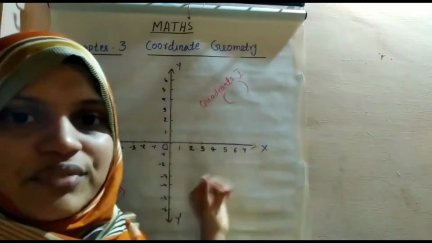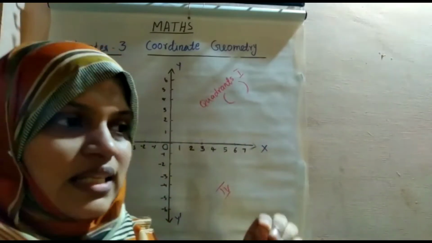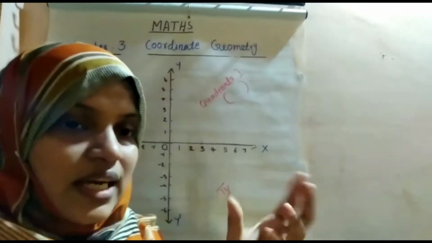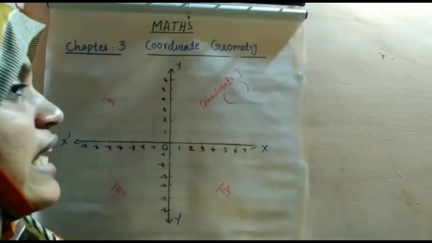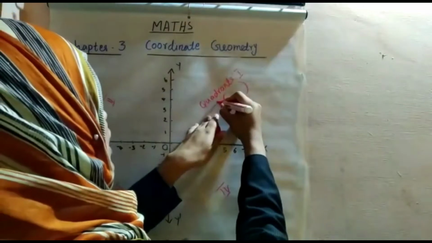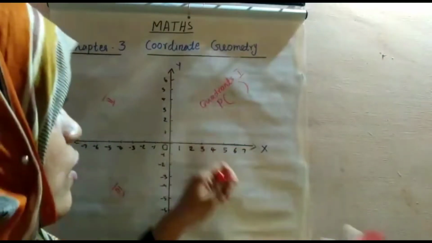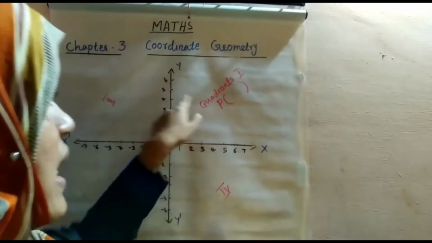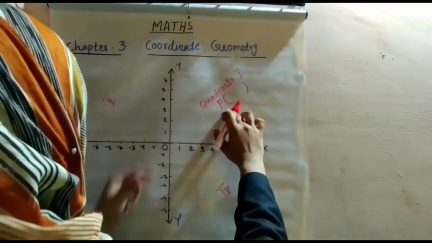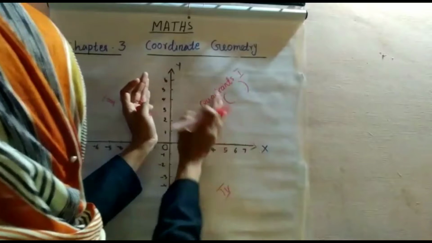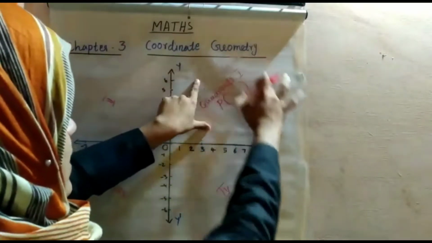Actually, what is the need of this one? We need to locate the point, locate the position of something. Okay, we need to find the position of a point P. We need to locate the position of a point P in the first quadrant. Then what will be the sign of this one? See, suppose this, only consider this quadrant.